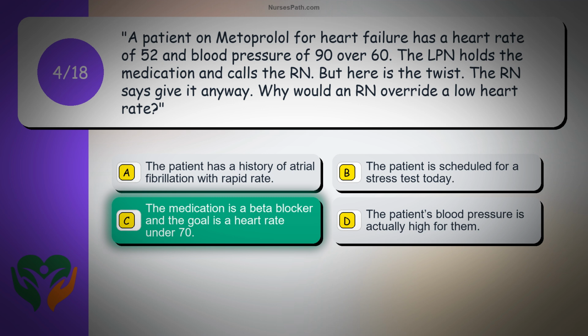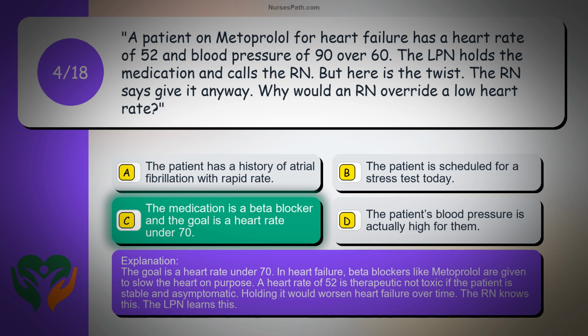The correct answer is option C. The medication is a beta blocker and the goal is a heart rate under 70. In heart failure, beta blockers like metoprolol are given to slow the heart on purpose. A heart rate of 52 is therapeutic, not toxic, if the patient is stable and asymptomatic. Holding it would worsen heart failure over time. The RN knows this. The LPN learns this.